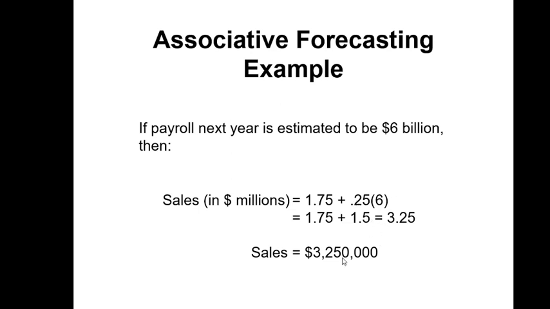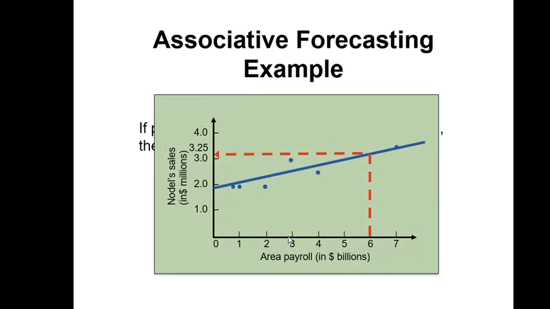Then our forecasted sales for next year will be 3,250,000. So you see, it's the same computation, the same calculation that we applied in the trend projection. Let's see it in our graph. If our barrel is 6 billion, then we have a forecasted or predicted sales of 3.25 million, which is 3,250,000.